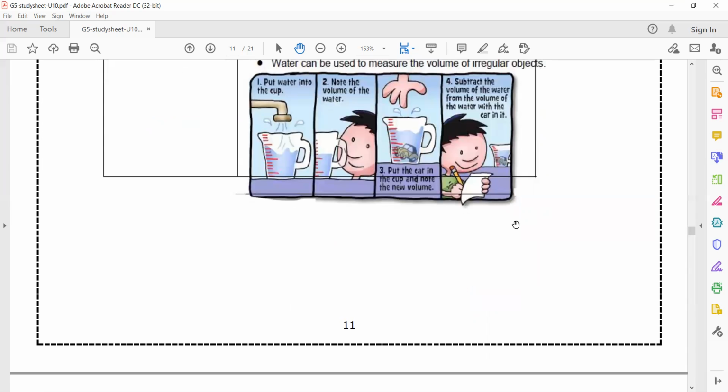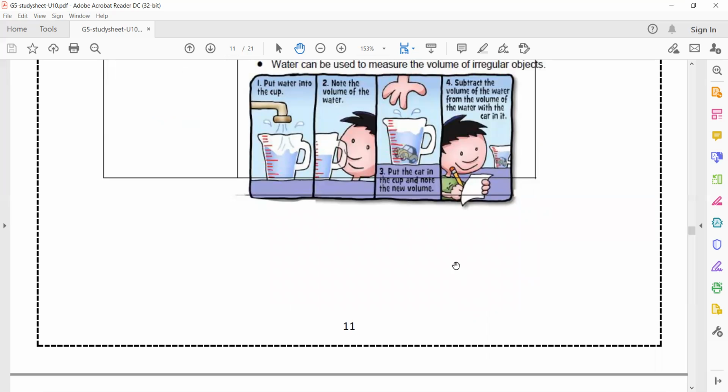irregular solid body, as we studied before in Unit 2.